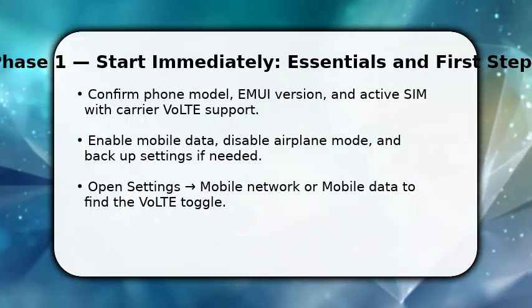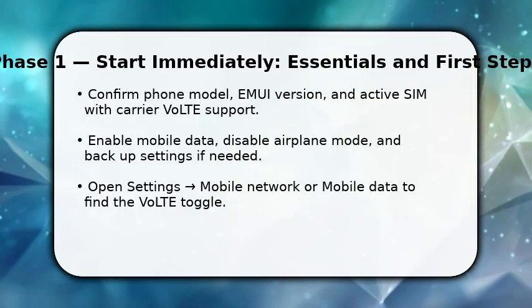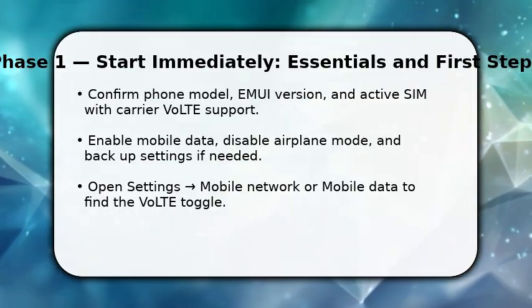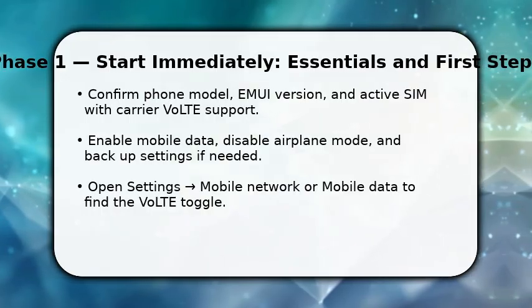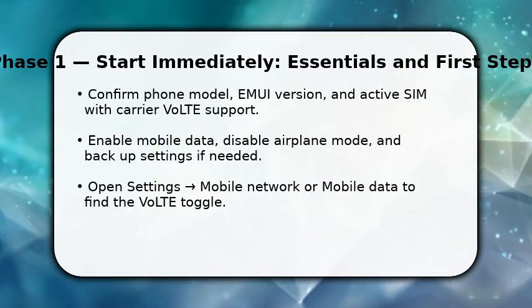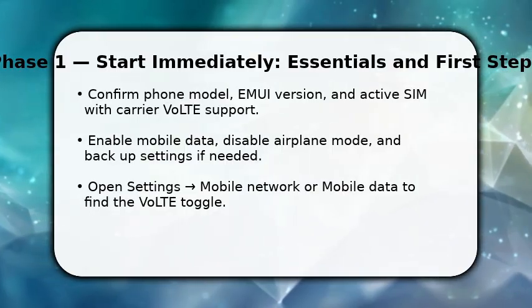You start right away by confirming basics: your Huawei model, MUI version, and that the SIM is active with data. Once done, make sure mobile data is on and airplane mode is off. This ensures the phone shows carrier features.